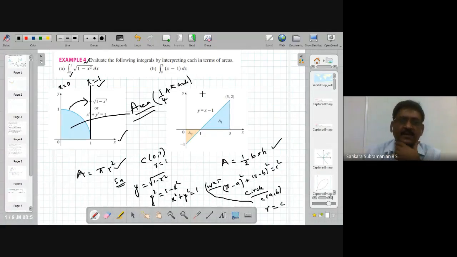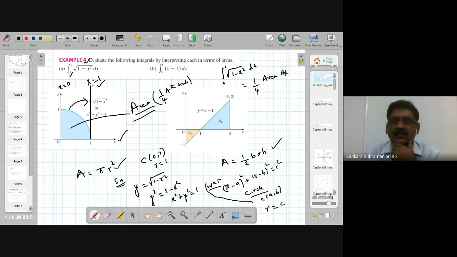Now, can you tell me what is the answer for this integration? The integral from 0 to 1 of the square root of 1 minus x square dx is nothing but 1/4 of the area of the circle with radius r equal to 1 unit. So that is the answer. We know this is pi into r square, which gives pi by 4.